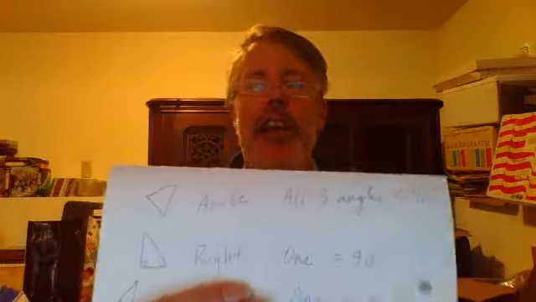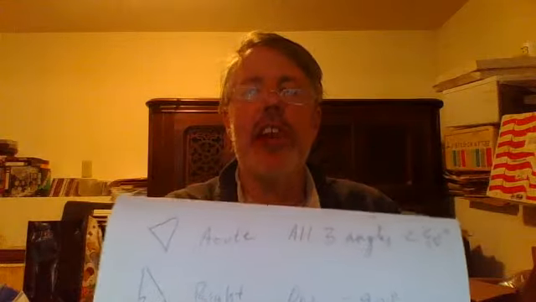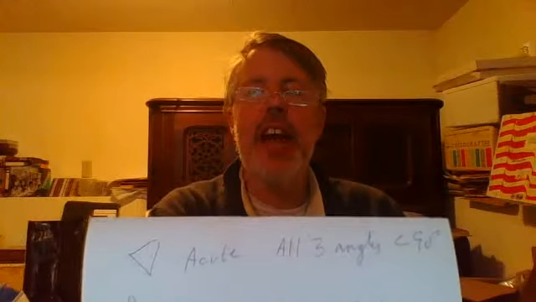You can't draw a triangle that doesn't have two acute angles. And remember what the word acute means. Acute just means sharp. An acute angle is a sharp angle less than 90 degrees. And so an acute triangle means that all three of the angles are acute. So all three of the angles are less than 90 degrees. That makes it an acute triangle.